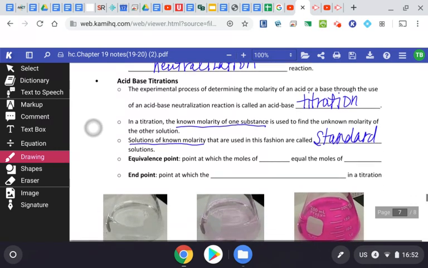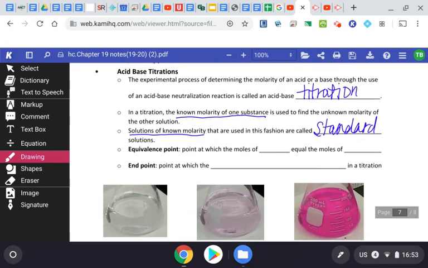All right, and we have two different points that occur during a titration, an equivalence point and an end point. The equivalence point is the point at which the moles of hydrogen are equal to the moles of hydroxide. Technically, the moles of hydrogen are equal to hydroxide when you have a neutral solution, a pH of 7. The only way that we can identify an equivalence point is if we have a pH meter with the titration, and that pH meter would tell us when we reach that equivalence point, the pH of 7.